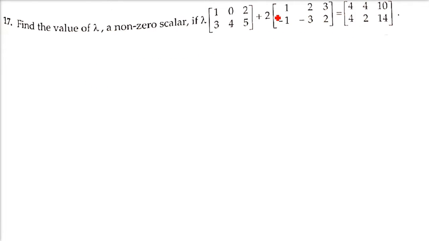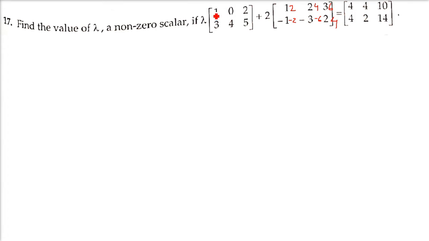So let us multiply this by 2. I am writing it here only. 2 ones are 2. This is negative 2. 2 twos are 4. 2 times minus 3 is minus 6. 2 threes are 6. 2 twos are 4. Okay. Now let us multiply this by lambda.